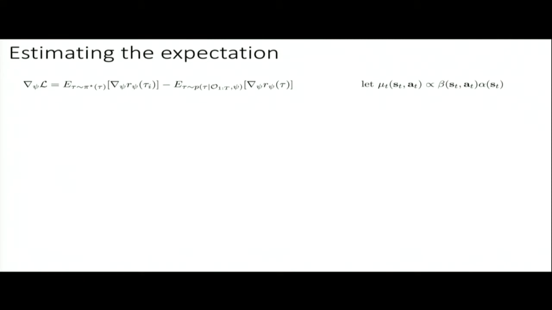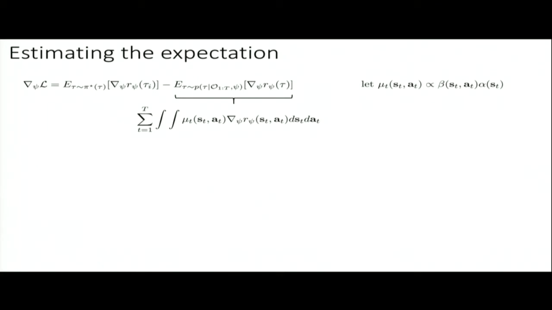OK, so now the way that we can actually derive our learning algorithm is we can define this thing called mu of S comma A, the state action marginal, as being proportional to the state action backward message times the state forward message. And then we can express this expectation as just the sum over all the time steps of the integral of mu SA times grad RSA.